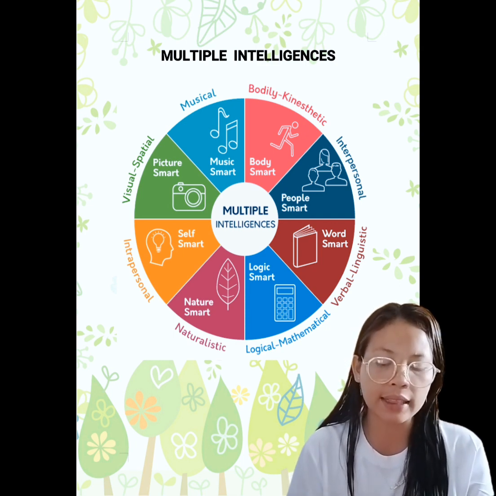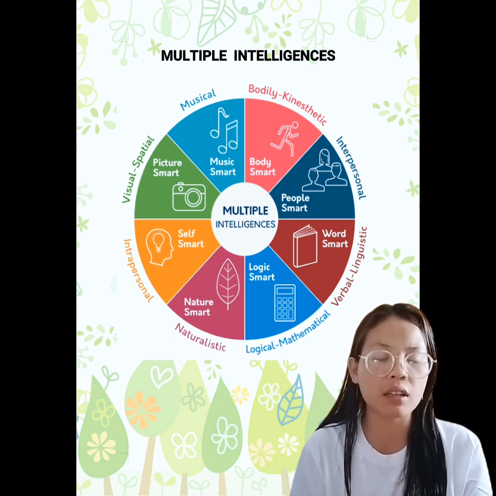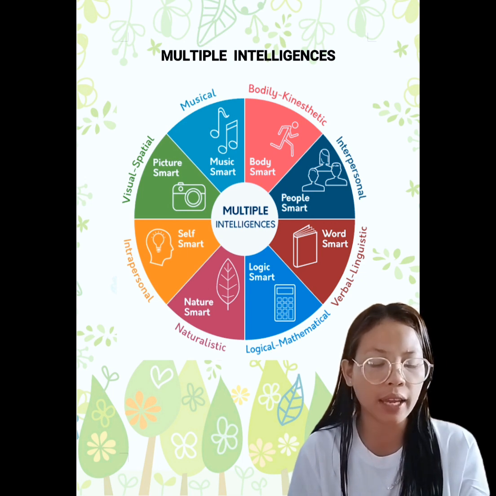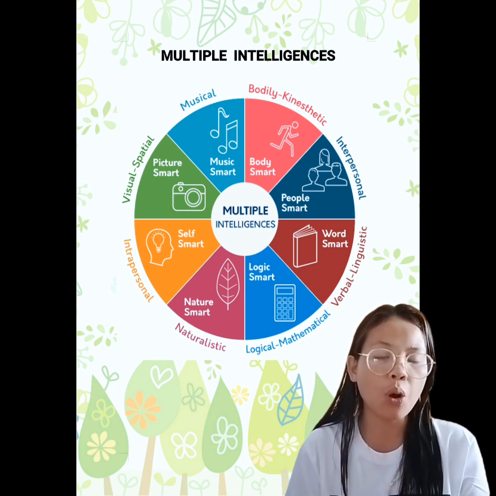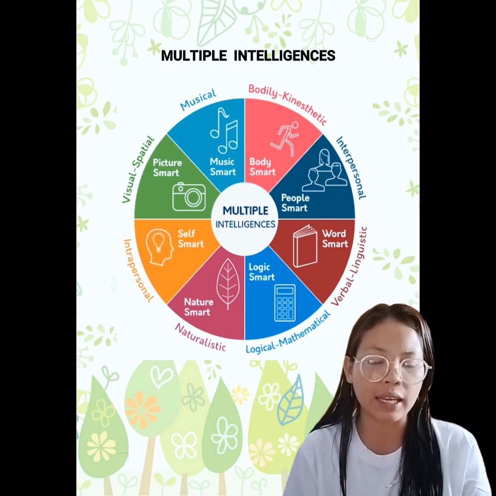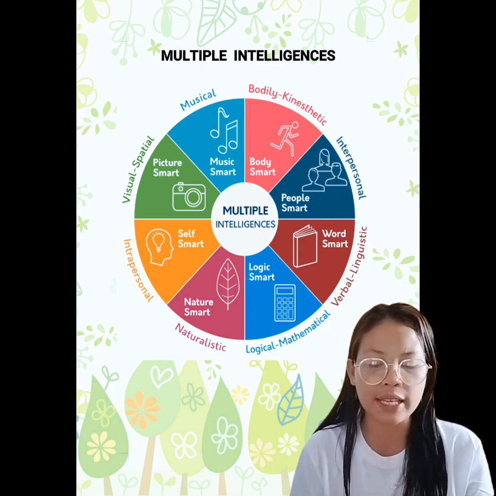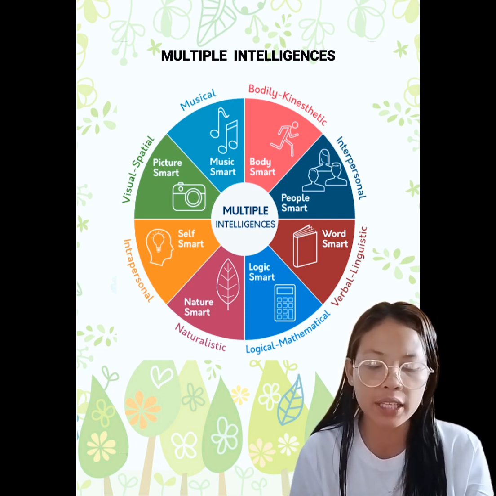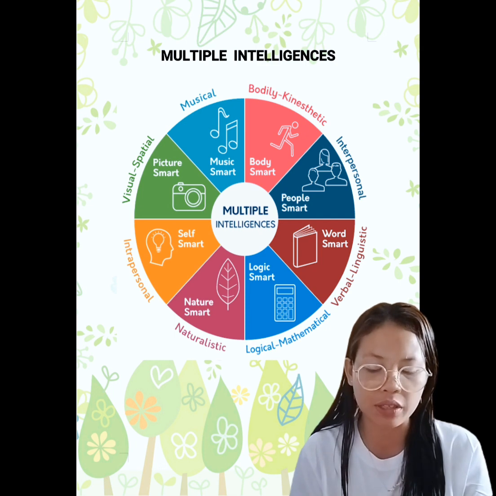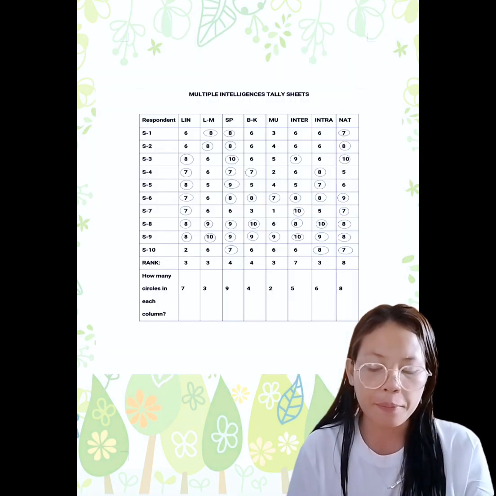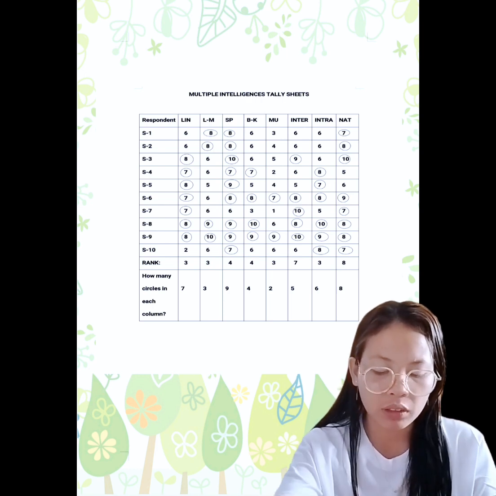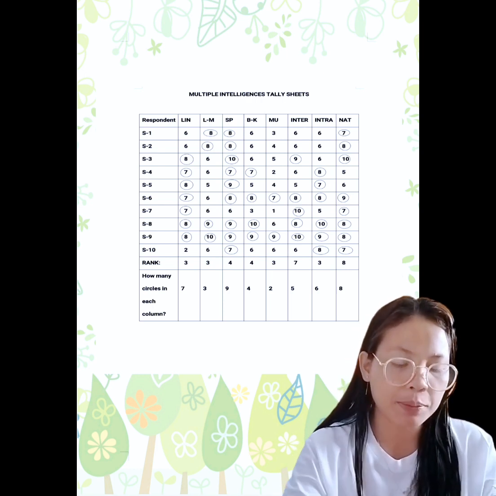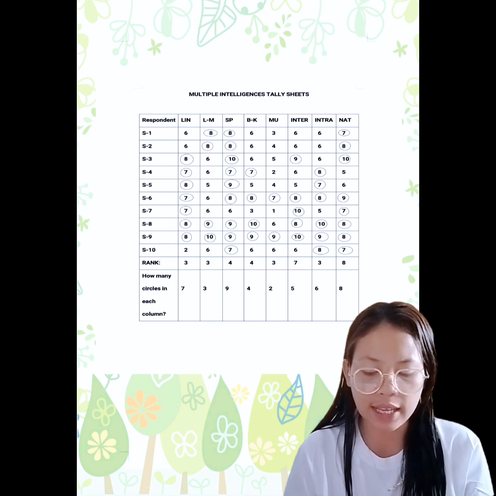Next is intrapersonal, which is self smart. It is sensitivity to one's own feelings. And lastly is naturalist. It is nature smart. It is the appreciation of nature. So, as you can see on your screen, this is my tally sheet, the multiple intelligences tally sheet.